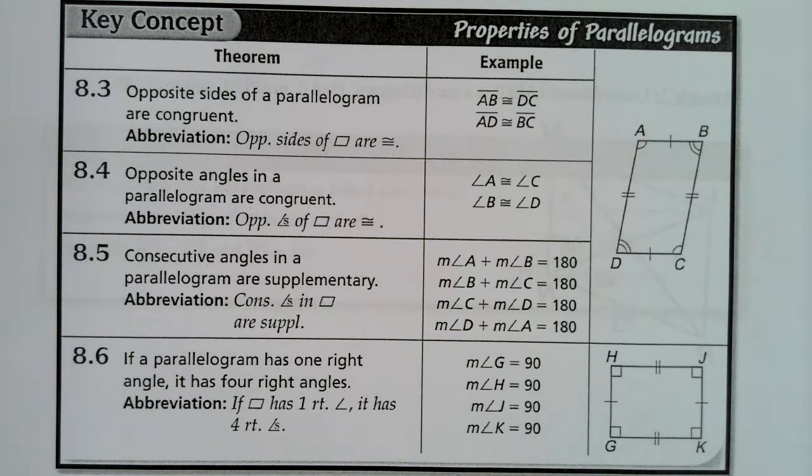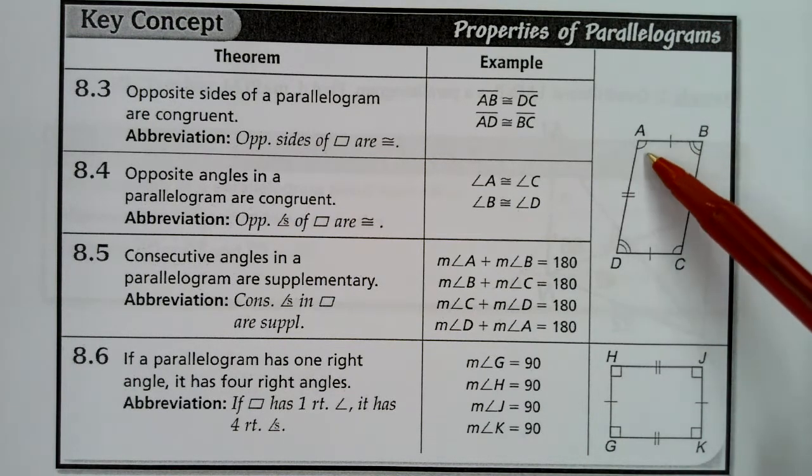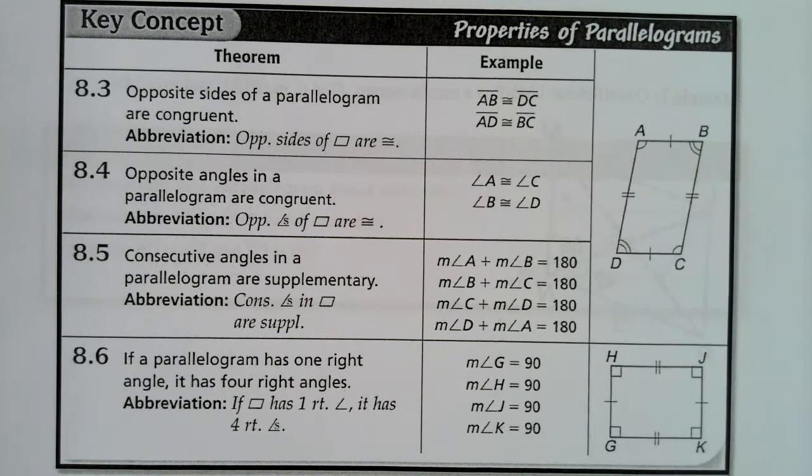Also, the consecutive angles in a parallelogram are supplementary. So, A and B, those are consecutive angles. They add up to 180. The measure of angle A plus the measure of angle B equals 180. B and C are consecutive, so the measure of angle B plus the measure of angle C equals 180. Think of these as like same side interior angles.